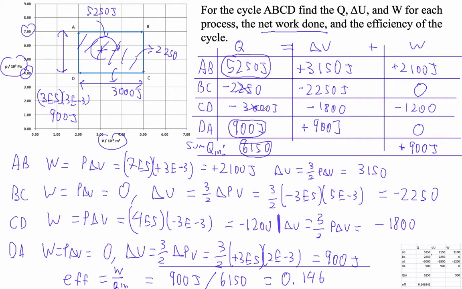Now, interestingly enough, if we actually figure out the net, if we sum up this column here, we should get 900 joules, shouldn't we? Let's just see. Okay, so 5250 minus 2250 minus 3000 plus 900. We get 900 joules, right? And that's because the difference between the total heat that flows in and the heat that flows out is, of course, the work that it does.